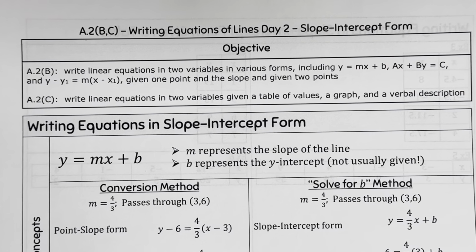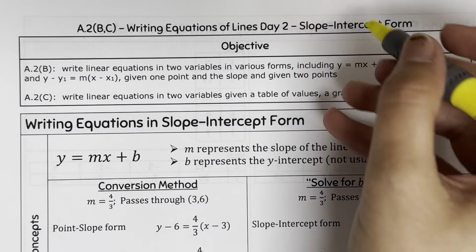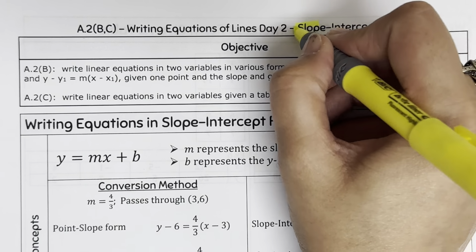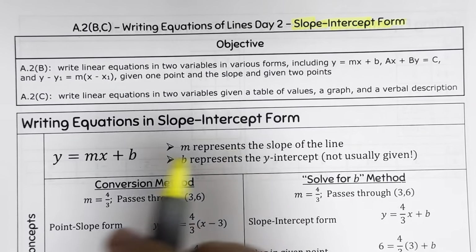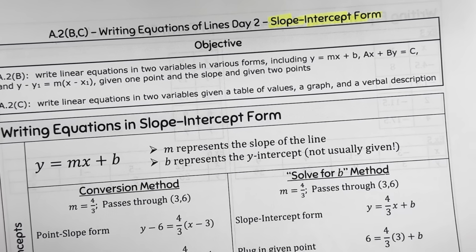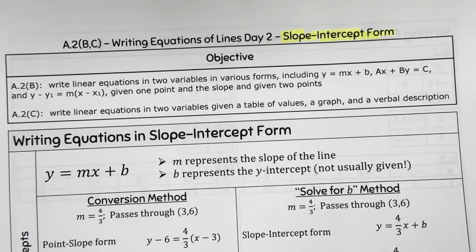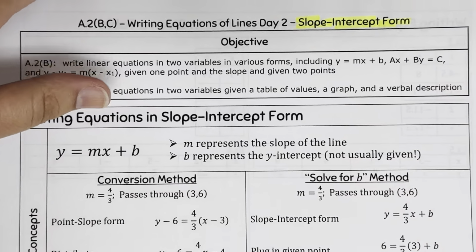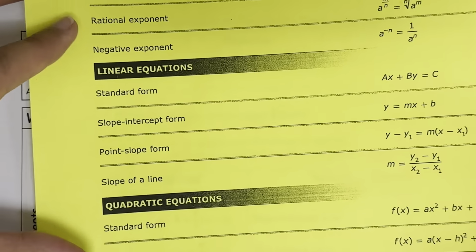Today we are working on writing equations of linear functions, and we are focusing on writing in slope-intercept form. So what is slope-intercept form? Hopefully you know it by now. If not, then I have a place in a paper where I can actually look into. So this is your reference chart.